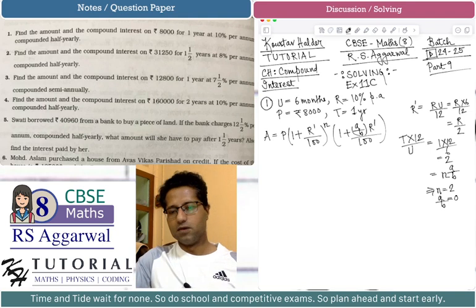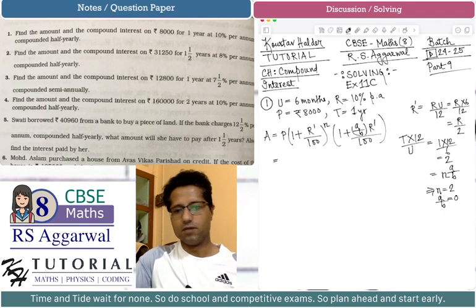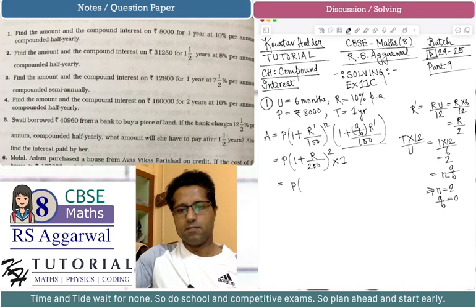Putting the values of n and the fraction a by b, this becomes P multiplied by 1 plus R dash, which is R by 2, so we have R by 200, to the power n which is 2, and this part becomes 1 because the fraction a by b is 0. So this becomes P multiplied by (1 plus R by 200) squared.